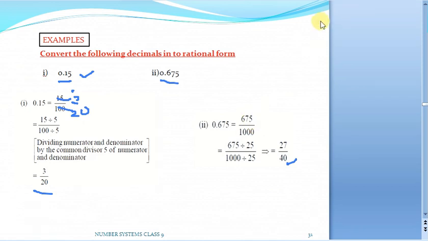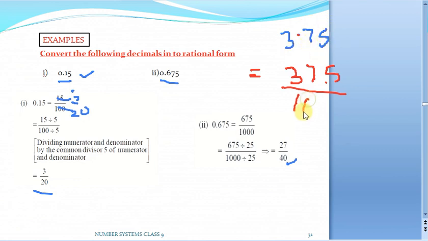Let me take one more example for you. Suppose you are given 3.75, if this is the number, how will you convert it? See, just remove this decimal point and write the number as it is, that is 375. Now place 1 in the denominator and focus on the decimal part. How many digits are there? 7 is a digit and 5 is one more digit. So 2 digits are there, so I will place 2 zeros here. So my answer is going to be 375 by 100.